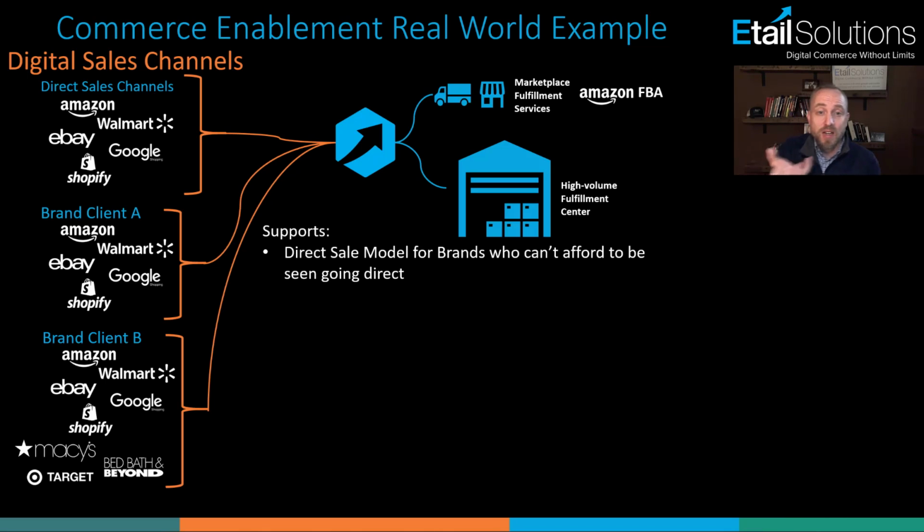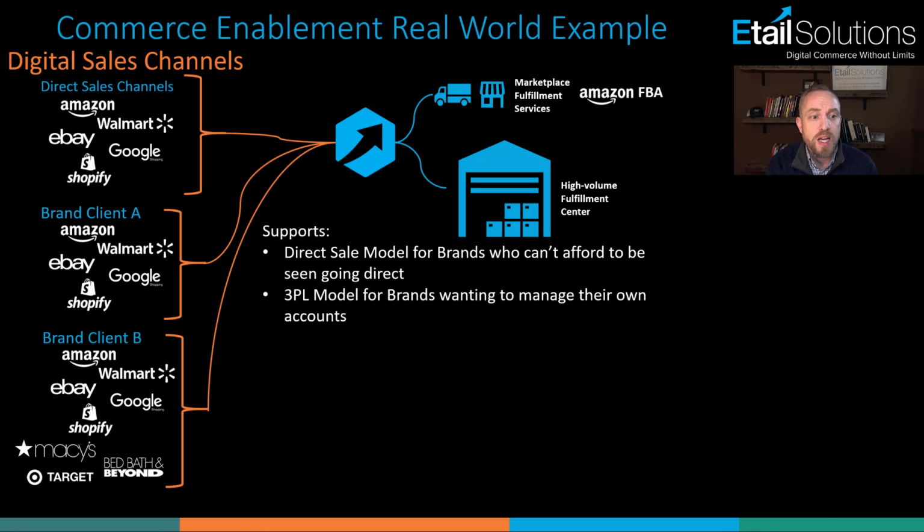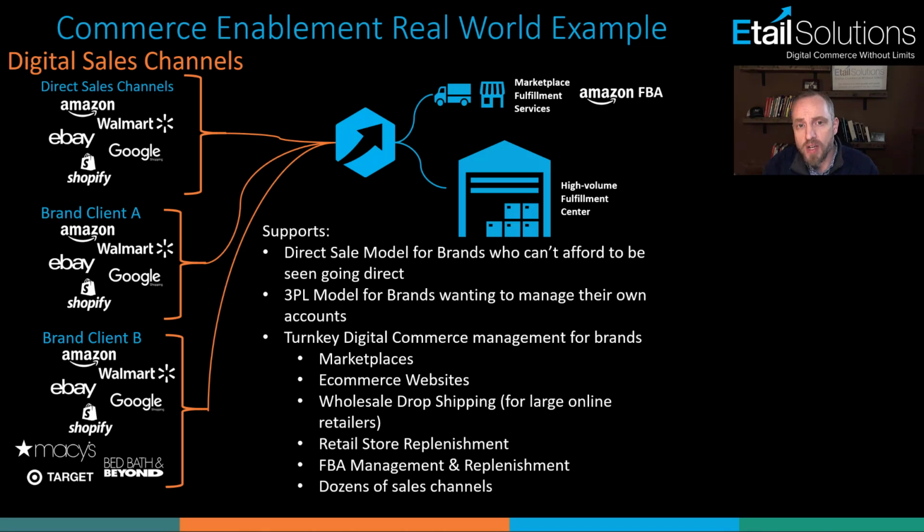So if a brand doesn't want to be seen as selling direct, they can go through this organization via this special relationship and avoid channel conflict. They offer a 3PL model for brands who do want to be the seller of record and just need help on the fulfillment side of the world, shipping eaches. And they're able to offer turnkey digital commerce management solutions that includes marketplaces, shopping cart integrations, wholesale drop shipping to major online retailers like a Bed Bath & Beyond or Macy's. They're also doing retail store replenishment for some of these large retailers. And they're doing FBA management and replenishment. They've grown the solution overall to dozens of sales channels that they're supporting.